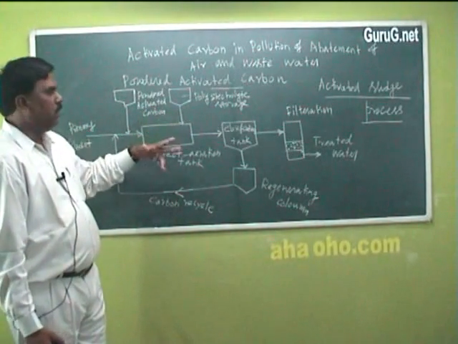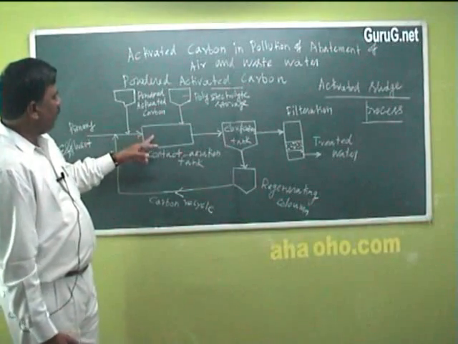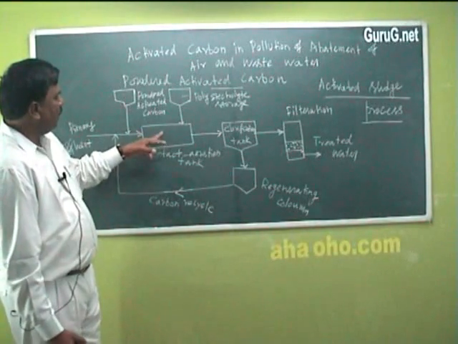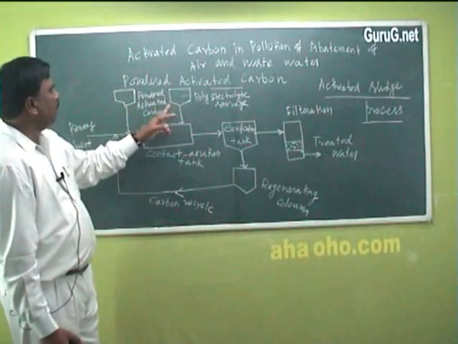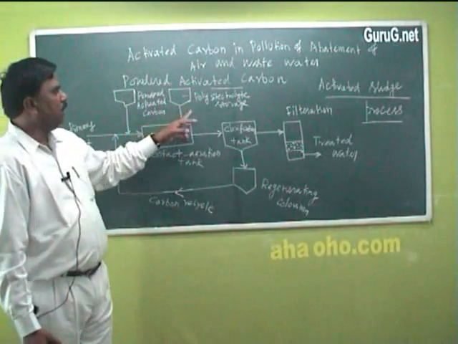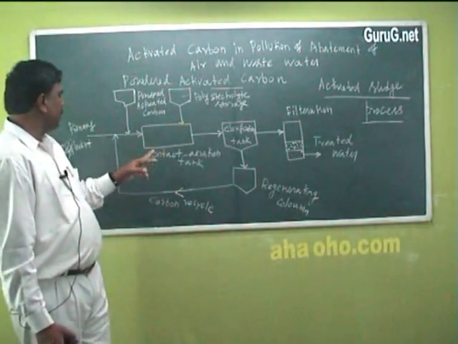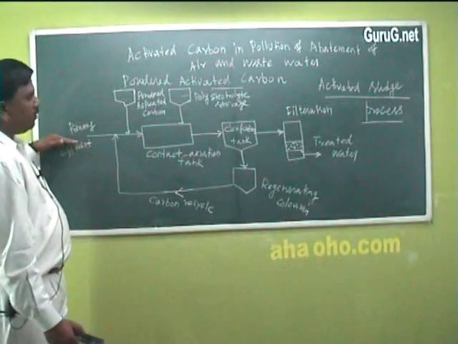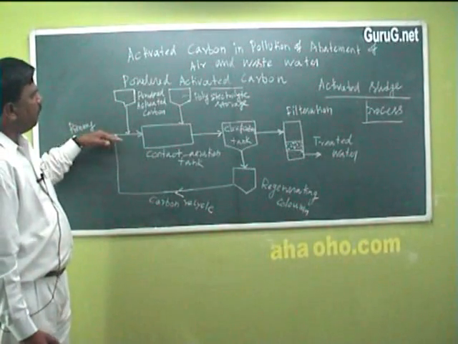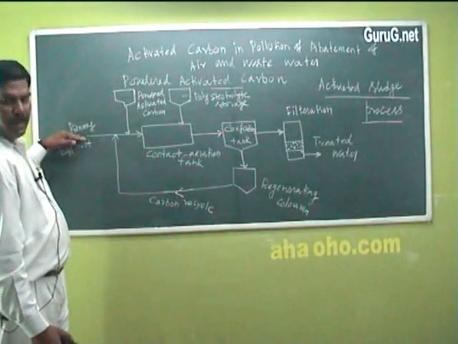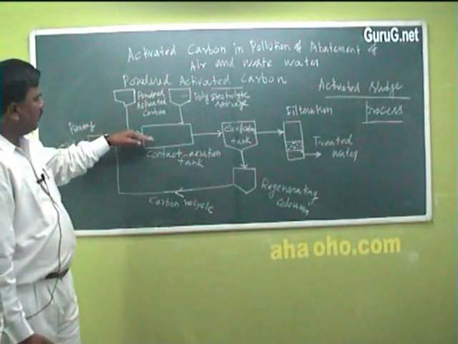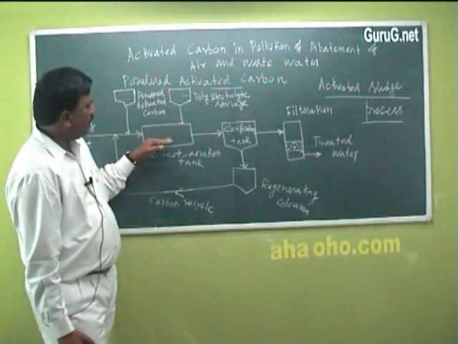That will form a coagulant. That coagulant is formed in a contact aeration tank. It forms as a coagulant of both powdered activated carbon and the polyelectrolyte. And here is the effluent. You are passing this effluent, that is water. Effluent means impure water, and it goes inside this aeration tank.